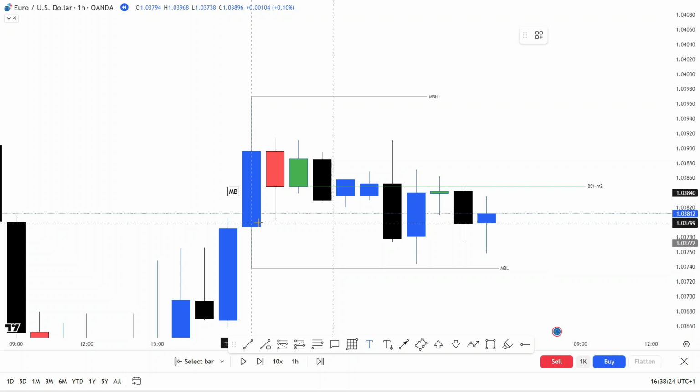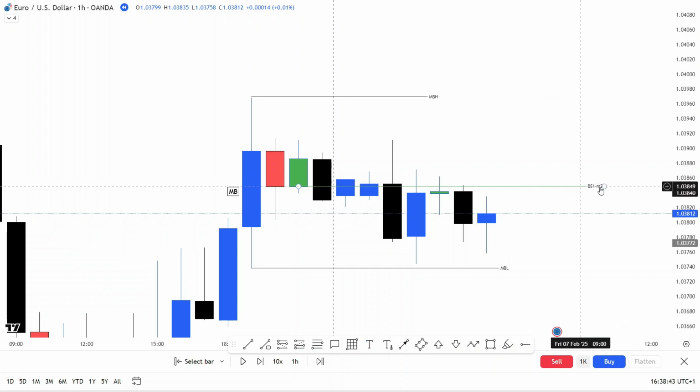All right, now the next thing we want to pay attention to is the mother bar high and the mother bar low. So we want to see price take out one of the zones. Now listen, it's not about taking out the zones, we must understand what is in play. Okay, so what do we have here?